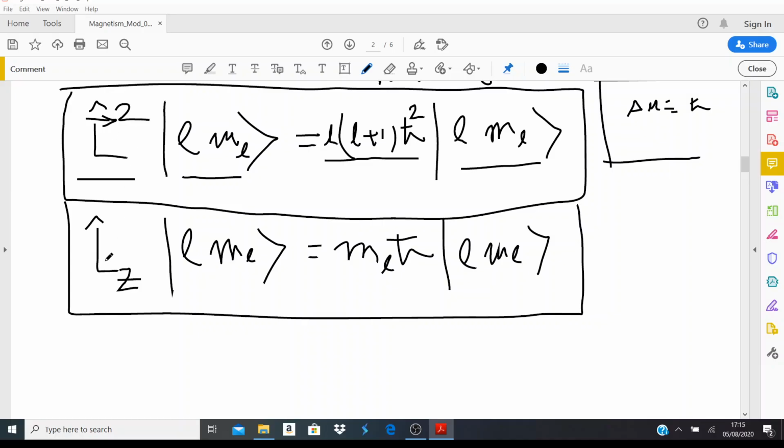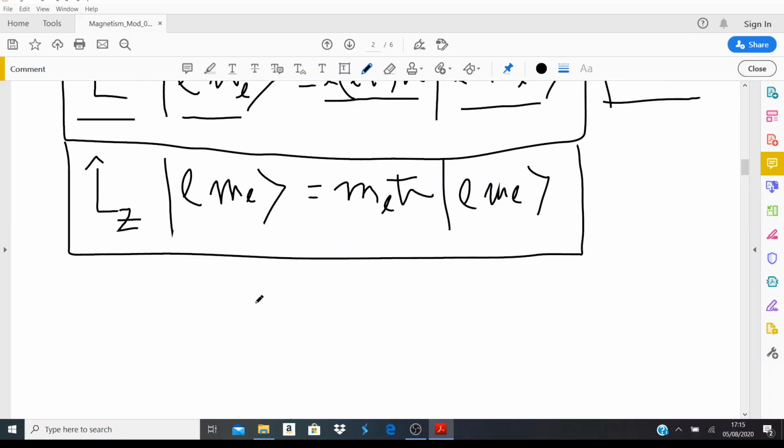So L square and Lz share a common set of eigenstates, right? And why? Because we know they commute with each other. That's the central message. That's why people look for commuting observables, so that you can form a common set of eigenstates, right? And whenever you see states like these, L ML, you have to understand that the operator we are indicating is either the L or the L square or the Lz, right? And this important understanding of angular momentum will help us to evaluate certain expectation values.